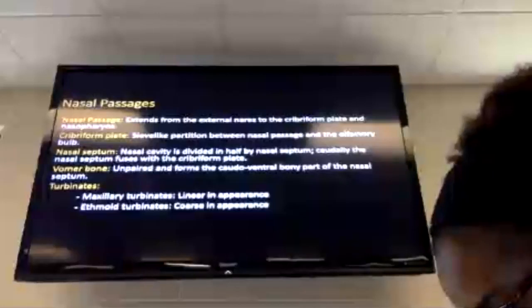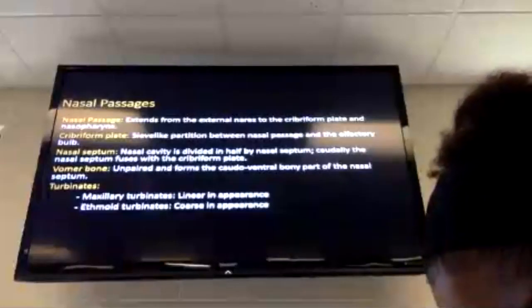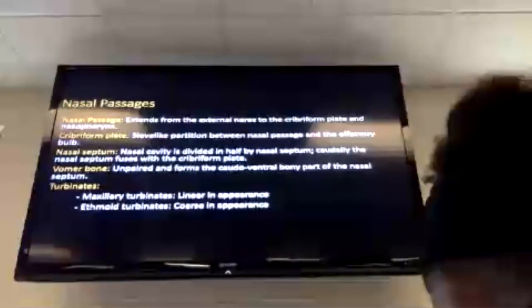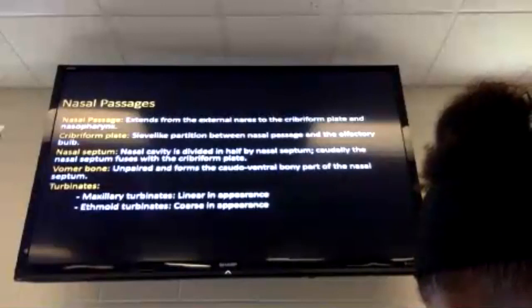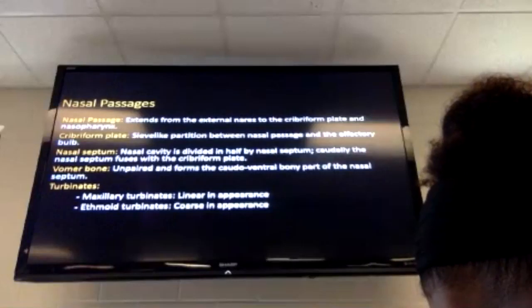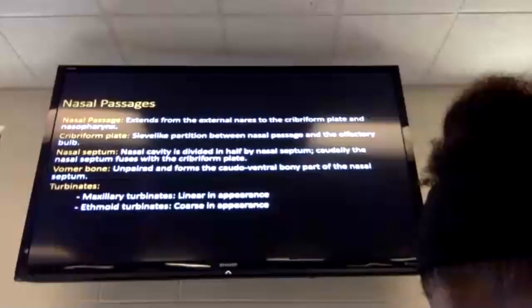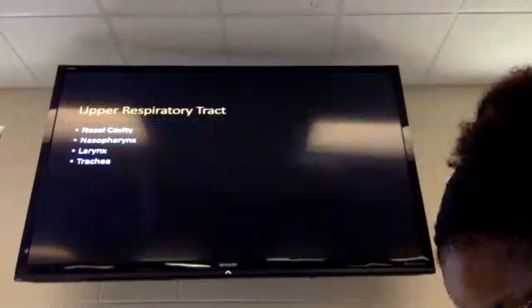Nasal septum, it divides the nasal cavity into two chambers, like you know. Vomer bone is the ventral aspect of the nasal septum, and this is a bony structure, as the name suggests. The turbinates, the ones that you will be able to see radiographically, are maxillary and ethmoid. Maxillary will be more linear structures, and ethmoid more coarse in appearance. So basically, try to finish nasal, pharynx, larynx, and trachea.